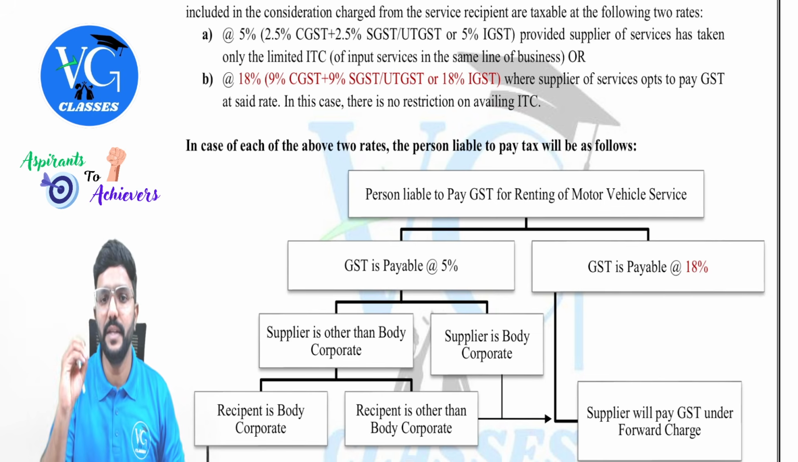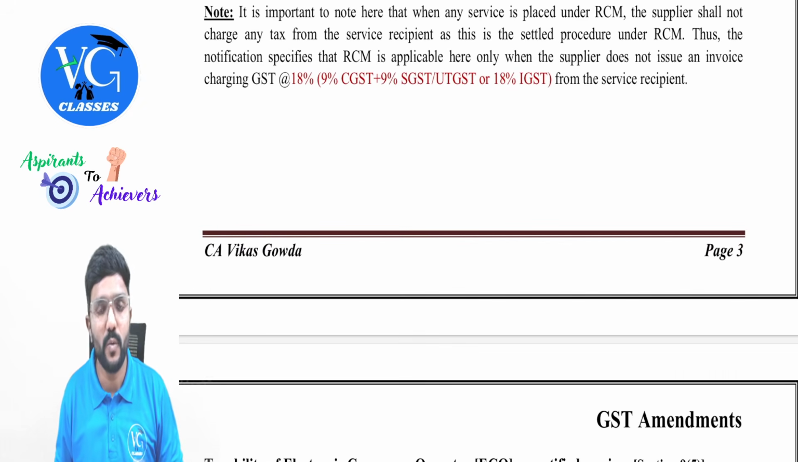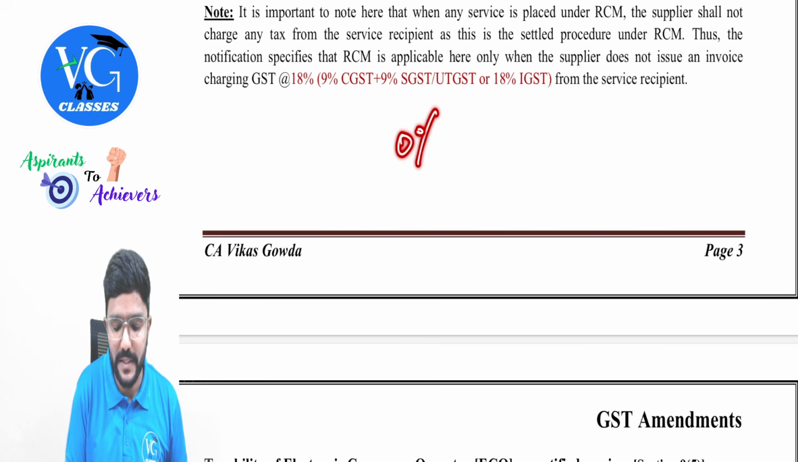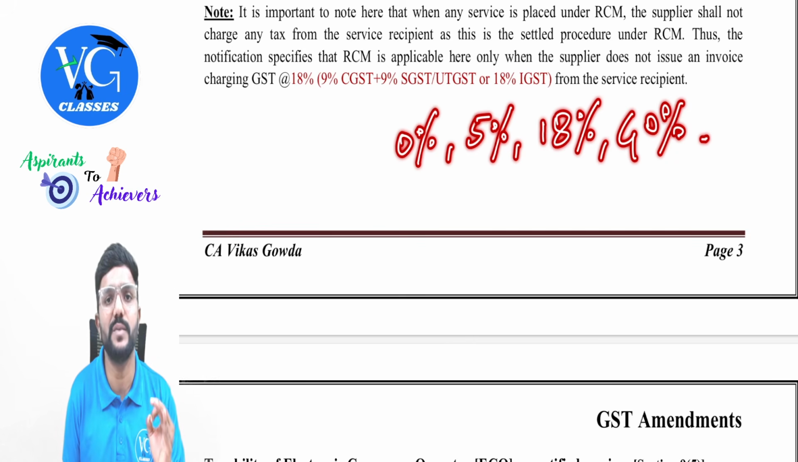Is that clear? Even in the rates, there is a small change which has been made. So what is it? I will just mention. Guys, now there are only a few rates, that is 0%, 5%, then 18%, then 40%. These are the only rates which are there.